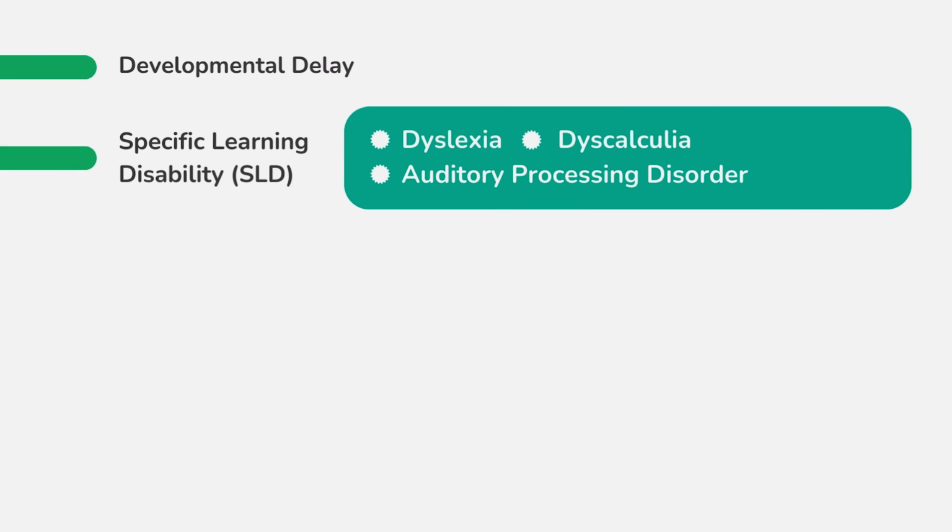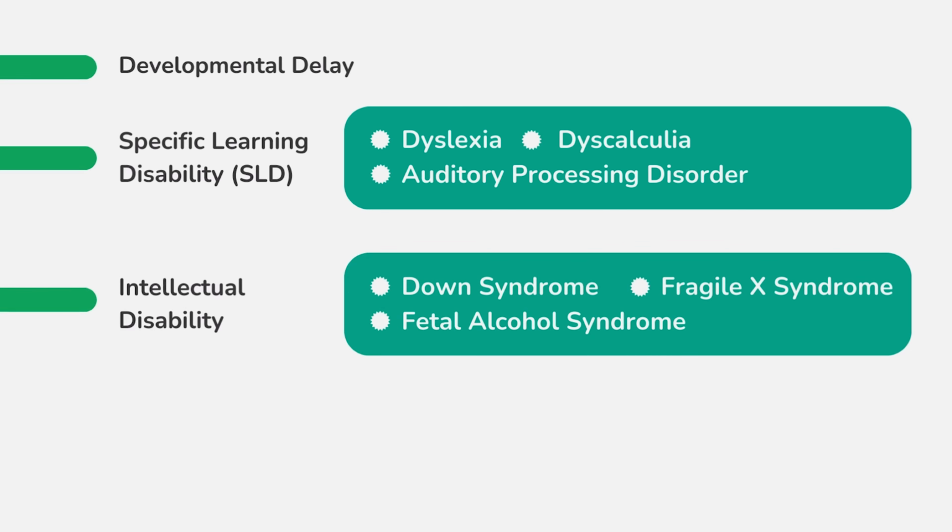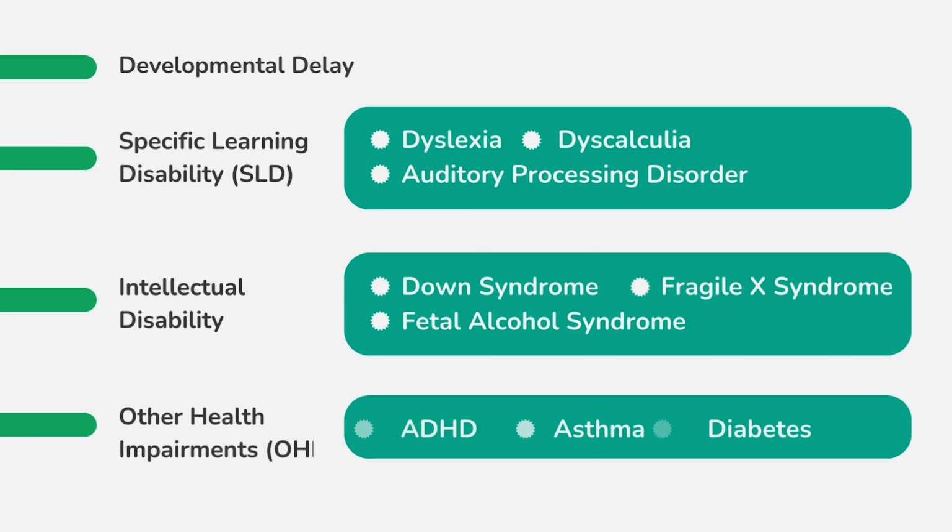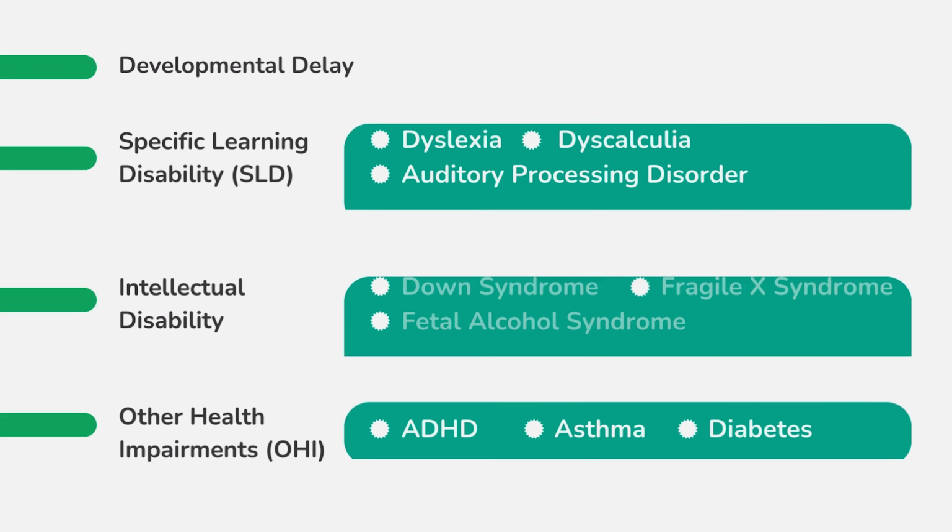That's an umbrella term that refers to any learning challenge that affects a student's ability to reason, listen, speak, read, write, or do math outside of a larger disability or disorder. Third, intellectual disability refers to a below average intellectual ability that may involve challenges with communication, social skills, and self-care. Fourth is other health impairment, or OHI. This again is an umbrella term for conditions that impact a student's energy, strength, or alertness in the classroom.